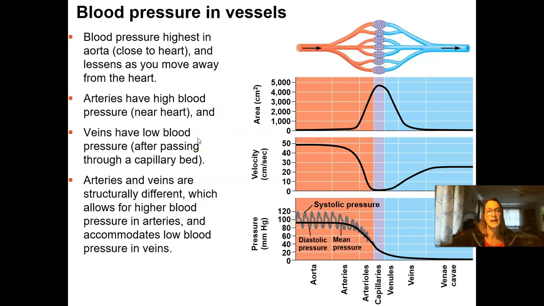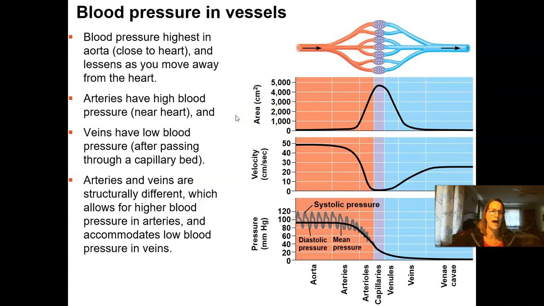One reason is that they are far away from the heart. They're returning to the heart instead of going away from the heart. And also veins occur after blood passes through these capillaries. And you can imagine that once blood separates into all these different vessels, it loses a lot of velocity and pressure as it moves into smaller and smaller vessels. So by the time it's at the end of a capillary, blood pressure is really low. So veins have much lower blood pressure than arteries do.